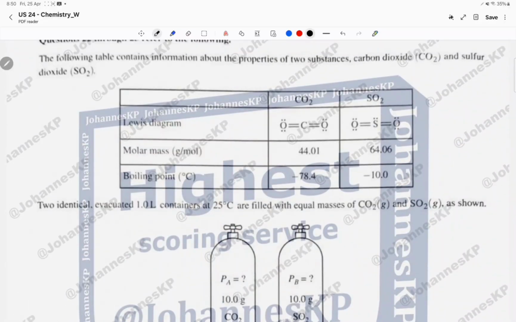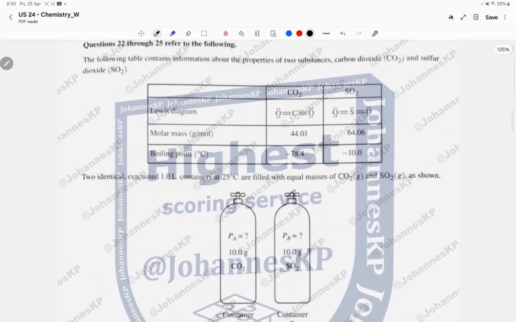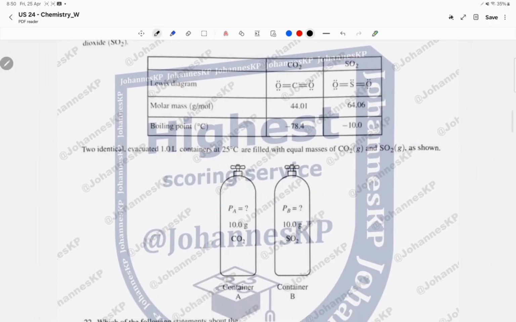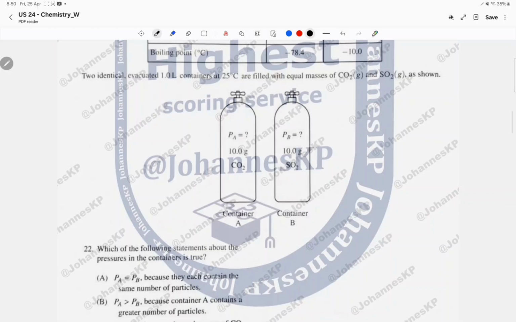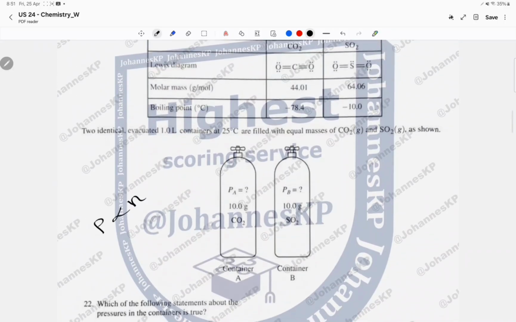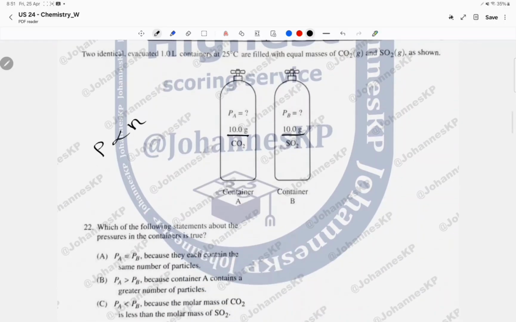Here we have CO2 and SO2. Which of the following statements about the pressure in the container is true? Okay, so pressure is going to be dependent on the moles if the temperatures are the same. And here 10 grams of CO2 and 10 grams of SO2 are not the same moles, obviously, right? Because they have different molar masses. So it's not going to be choice A.